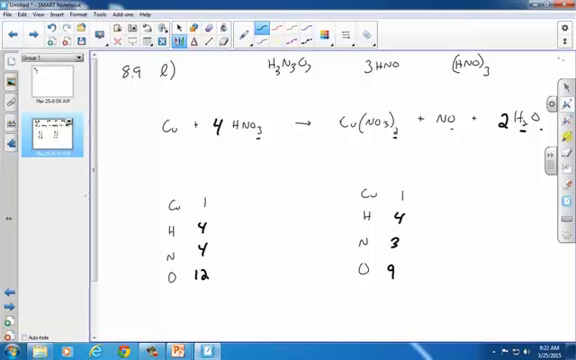So maybe it feels like I'm getting closer, maybe it doesn't. I'm definitely not there yet. So at this point, I've got too much nitrogen and oxygen on the left. I need more on the right. Yes?